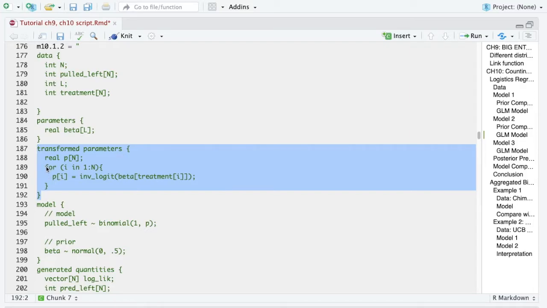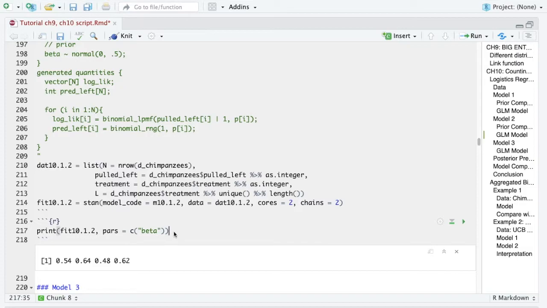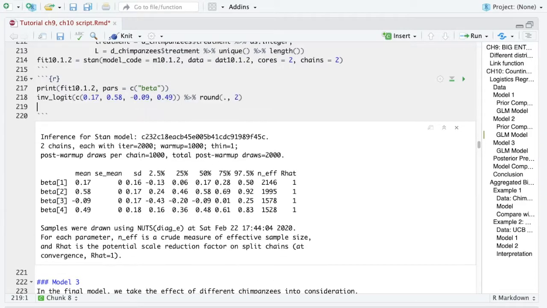Now we use a for loop to loop over all the observations and assign different p-values using the inverse logit of beta, and with index coding, we can assign different beta values for different observations. And then we can see the result. You can see that we have 4 different beta values, from negative 0.09 to like 0.58. But you may wonder what this beta value really means in the original probability range. So you can use the inverse logit.